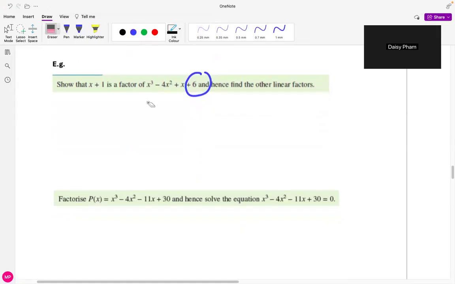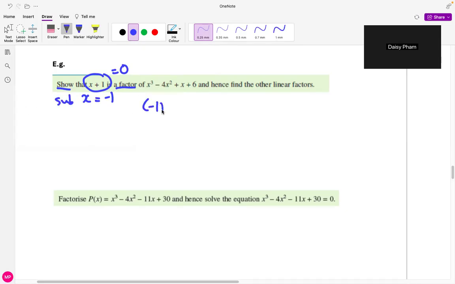So here I have an example. They said show that x plus 1 is a factor of this cubic and find the other linear factors. The first step, if you want to show something is a factor: technically x plus 1 equals 0 means x equals negative 1. So you're going to show that when you substitute negative 1 in, the answer will be 0, based on the remainder theorem. Okay, so we sub x equals negative 1 in here.